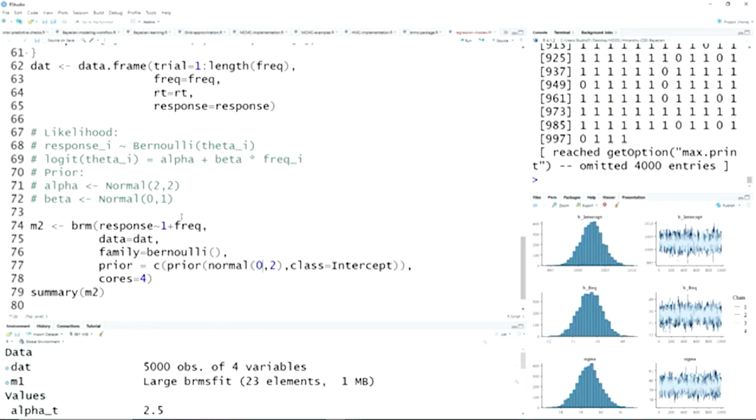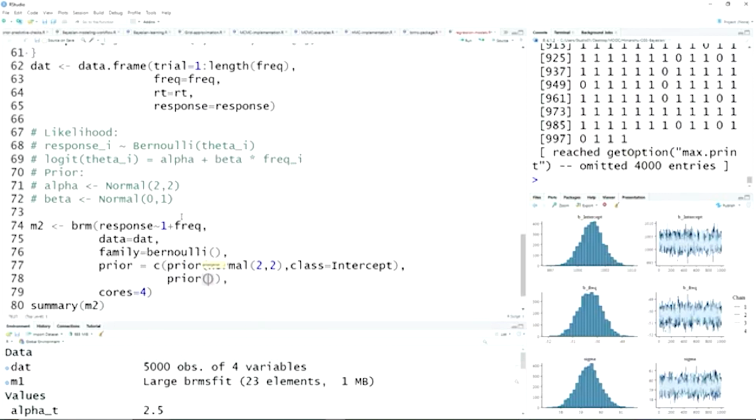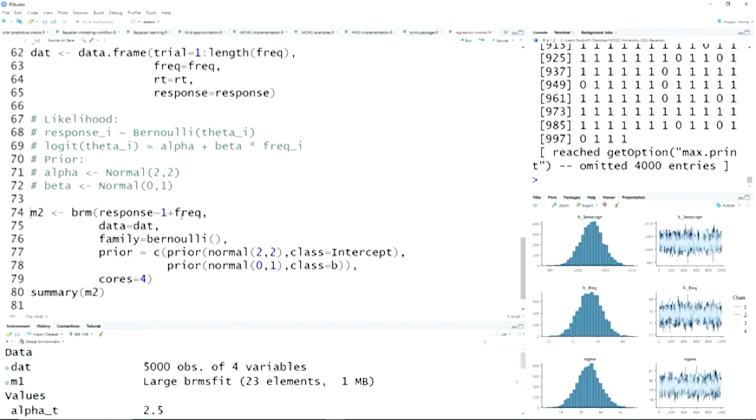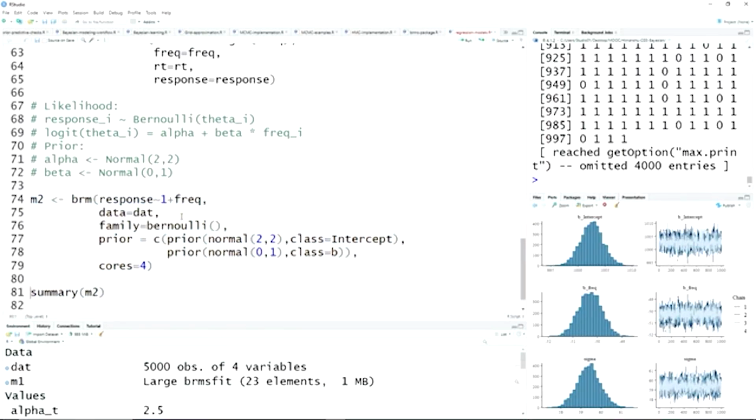For intercept, what you're defining is normal 2, 2, that's a prior on intercept. You need to define prior on beta as well, so you have defined normal 0, 1, class equals b, that's prior on beta, and everything else is same. Okay. So let us now fit this model.